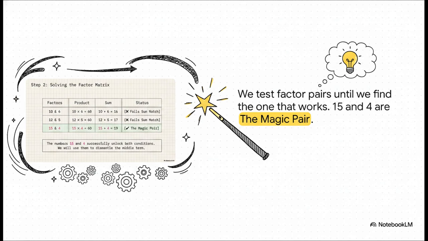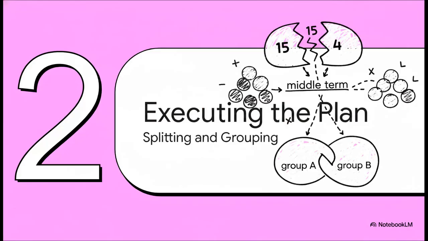We could try 10 and 6. They multiply to 60, which is great. But do they add up to 19? Nope, they add to 16, so that's not it. Okay, what about 12 and 5? Again, they multiply to 60, but they add up to 17. Still no match. And then we hit the jackpot. 15 and 4. They multiply to 60, and they add up to 19. Bingo. That is our magic pair. We did it! We found our magic numbers, 15 and 4. You know what? The hardest part is officially over.